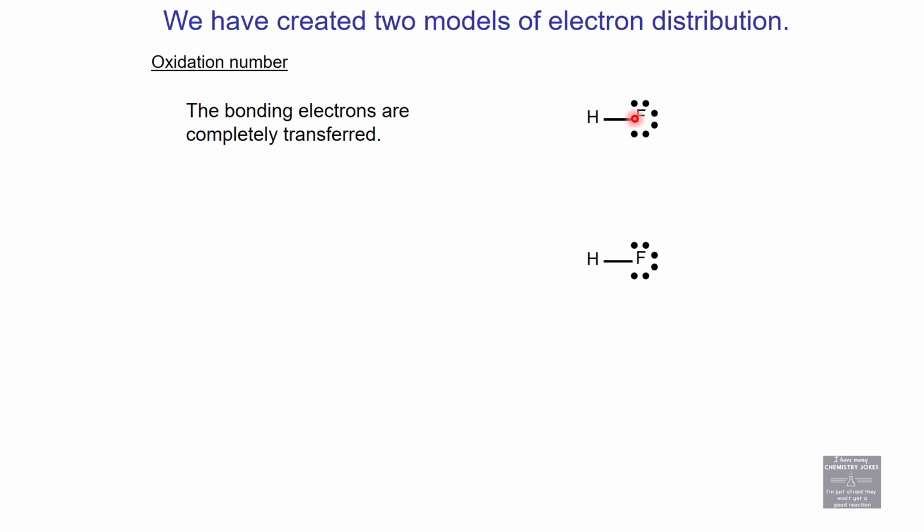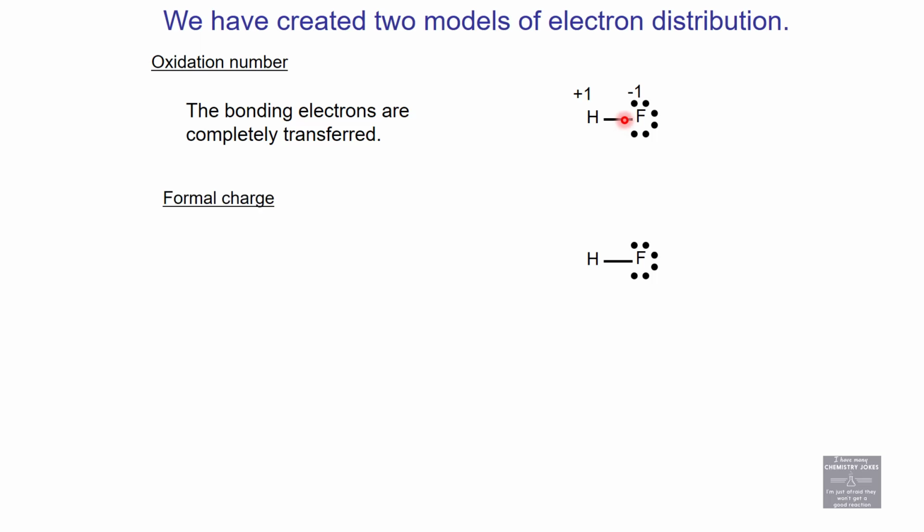So even though we've said these are making a bond and they're shared, if you assigned the oxidation number, F has a rule of always being -1. H has a rule of almost always being +1. So H is +1, F is -1. That's complete transference of electrons. It's pretending that those two electrons are not shared whatsoever between the H and the F.